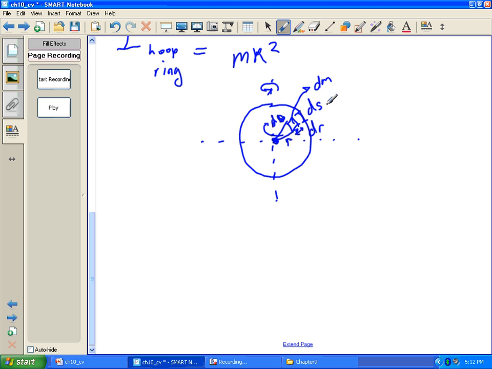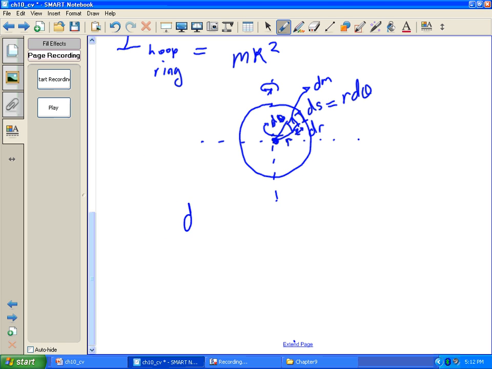Now again, ds is going to be equal to r d theta, but we're not using capital R because we have to sum all the little mass elements from r equals 0 to r equals capital R, and we're going to sweep from theta equals 0 to theta equals 2 pi. So we're going to have a two-dimensional integral.